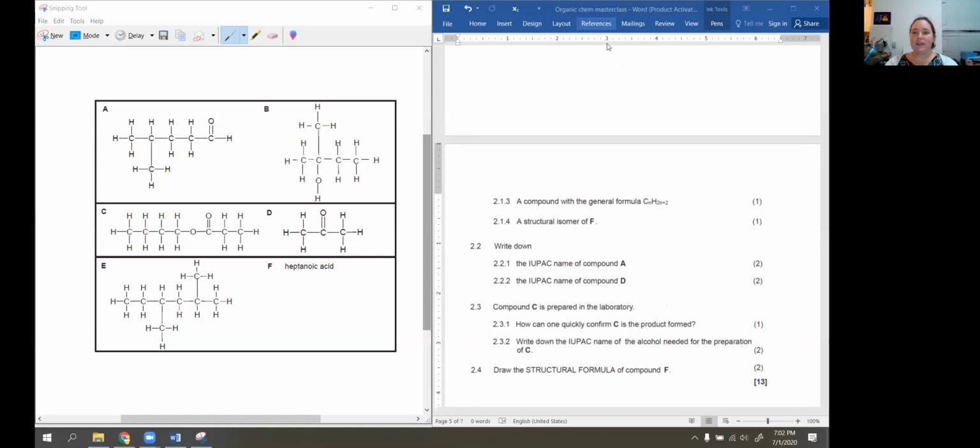All right, the next question here asks us to write down the IUPAC name of compounds A and D. So you're going to write down the IUPAC name of compound A followed by the IUPAC name of compound D. I'm going to do it in this little space that I've got above here, but I'm going to give all of you a quick chance to try it on your own and see what you get for A and what you get for D. Go for it.